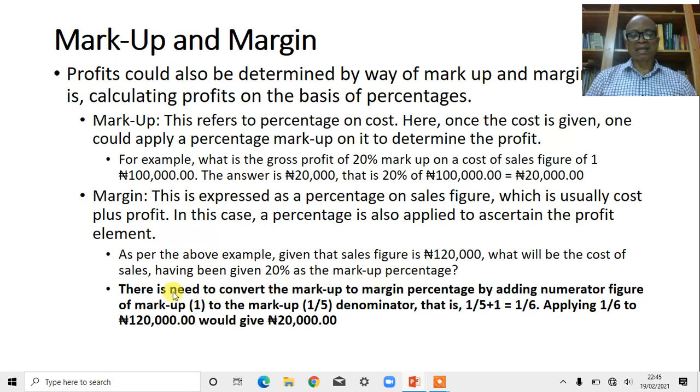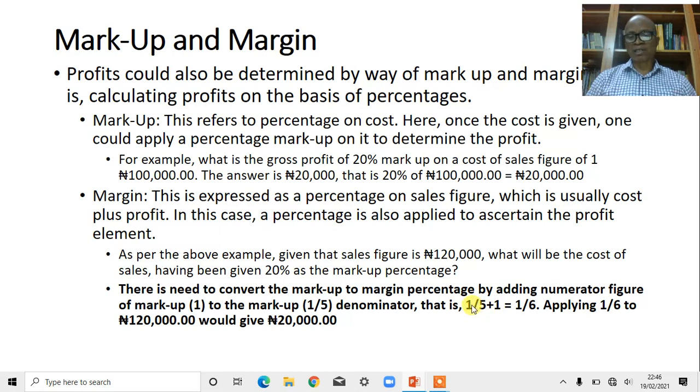So there is need to convert the markup to margin percentage by adding the numerator figure of the markup, that's 1, to the markup denominator. We're saying here that there is need to convert the markup to margin by adding the numerator figure of the markup, 1, to the markup denominator. And that is 1 over 5 plus 1. You are adding 1 to the denominator.